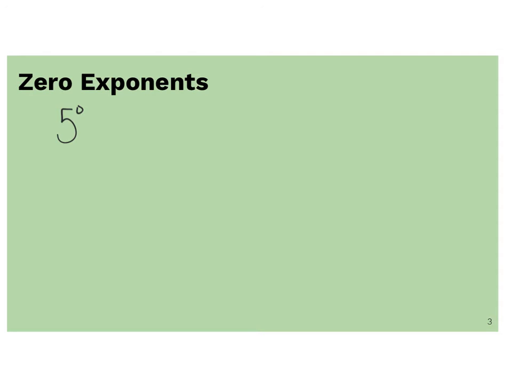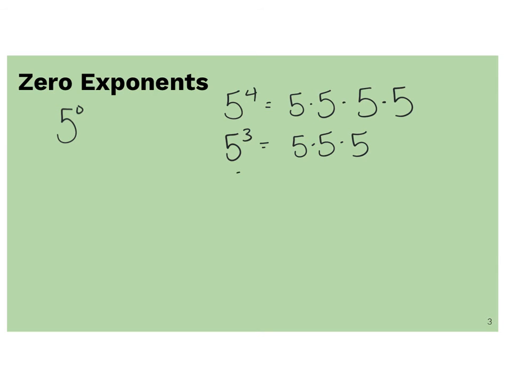Why not? Say I've got 5 to the 4th. That equals 5 times 5 times 5 times 5. And then I've got 5 cubed, which is 5 times 5 times 5. 5 squared is 5 times 5, and 5 to the first is 5. So what is the pattern that's happening? For each line that I go down for my exponents, I'm subtracting 1, right? I subtract 1, and that would give me 5 to the 0.